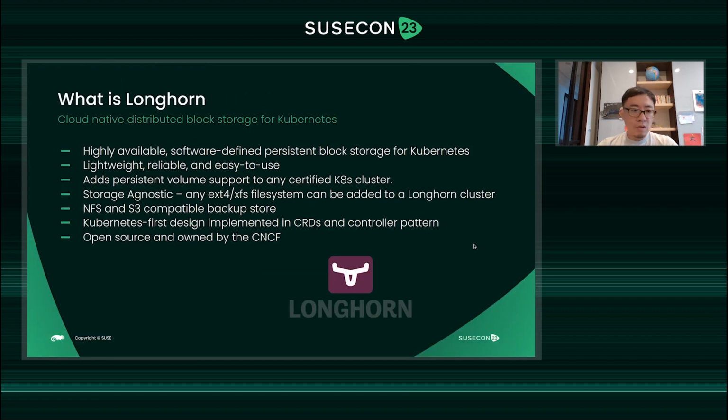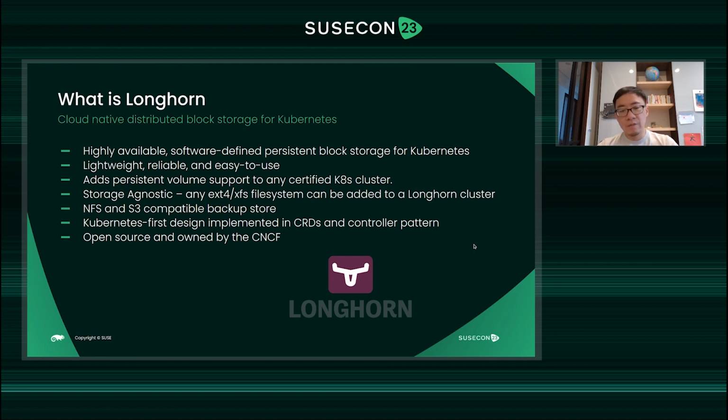Okay, what is Longhorn? Longhorn is a highly available, software-defined persistent block storage for Kubernetes. Built on Kubernetes, built for Kubernetes workloads. It's very lightweight, reliable, and easy to use. We even provide a very straightforward UI to let users operate Longhorn. And it adds persistent volume support to any certified Kubernetes cluster, including public cloud or even edge environments.